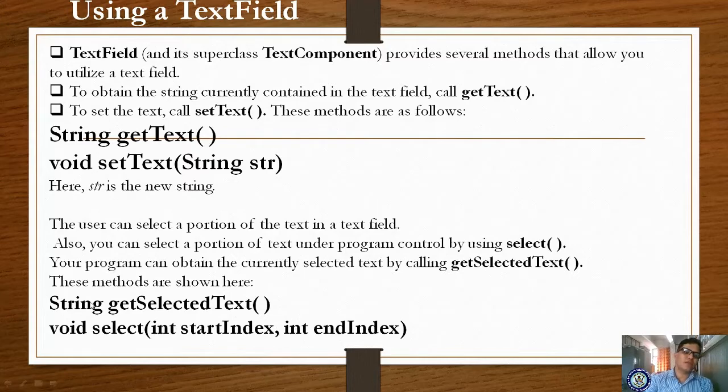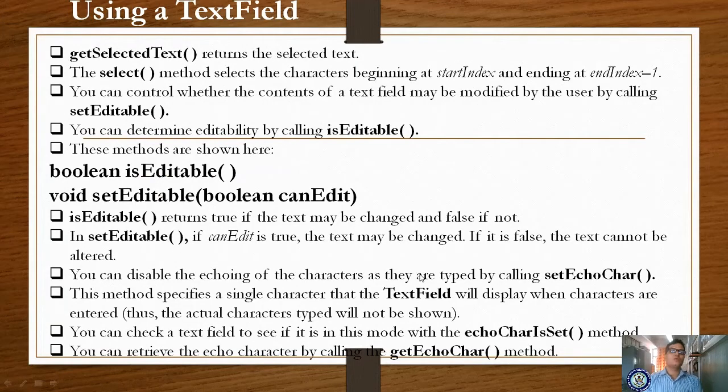This is the syntax: String getSelectedText(); void select(int startIndex, int endIndex). Why does it give a start index and an end index? In the text field I can select anywhere, right? Wherever I select, the starting index value as well as the ending index value can be taken. The getSelectedText method returns the selected text. The select method selects the characters beginning at the start index and ending at end index minus 1.